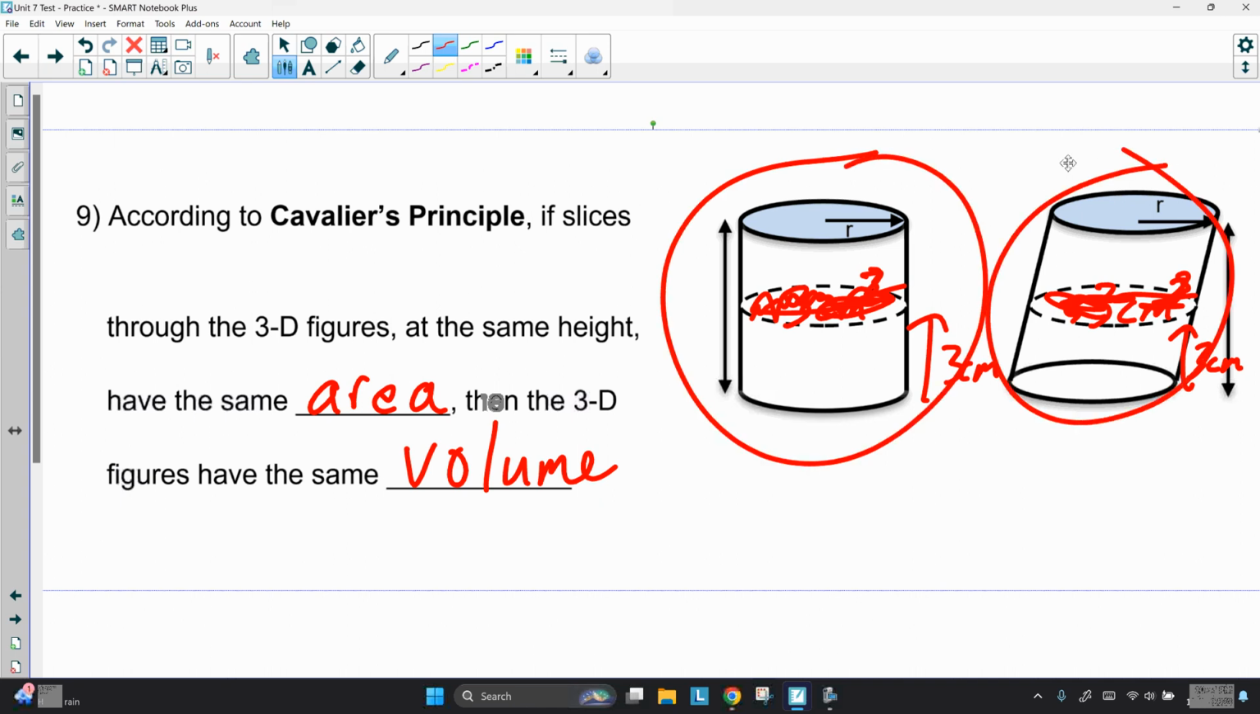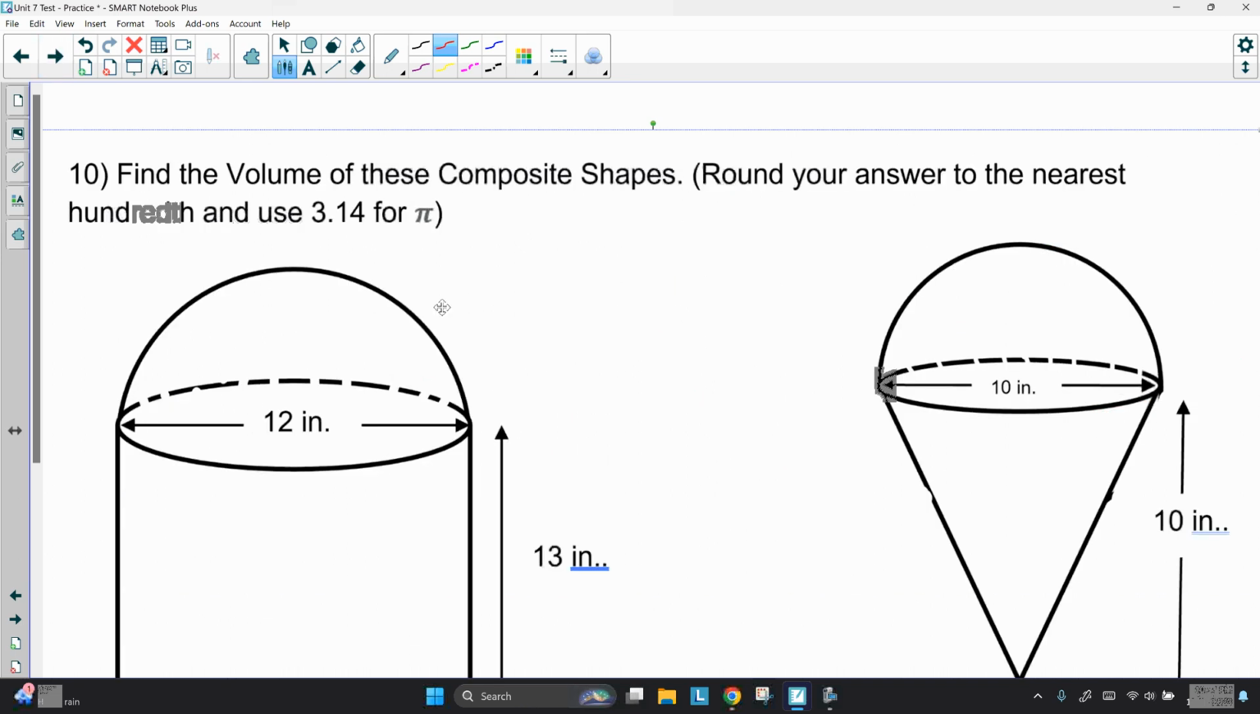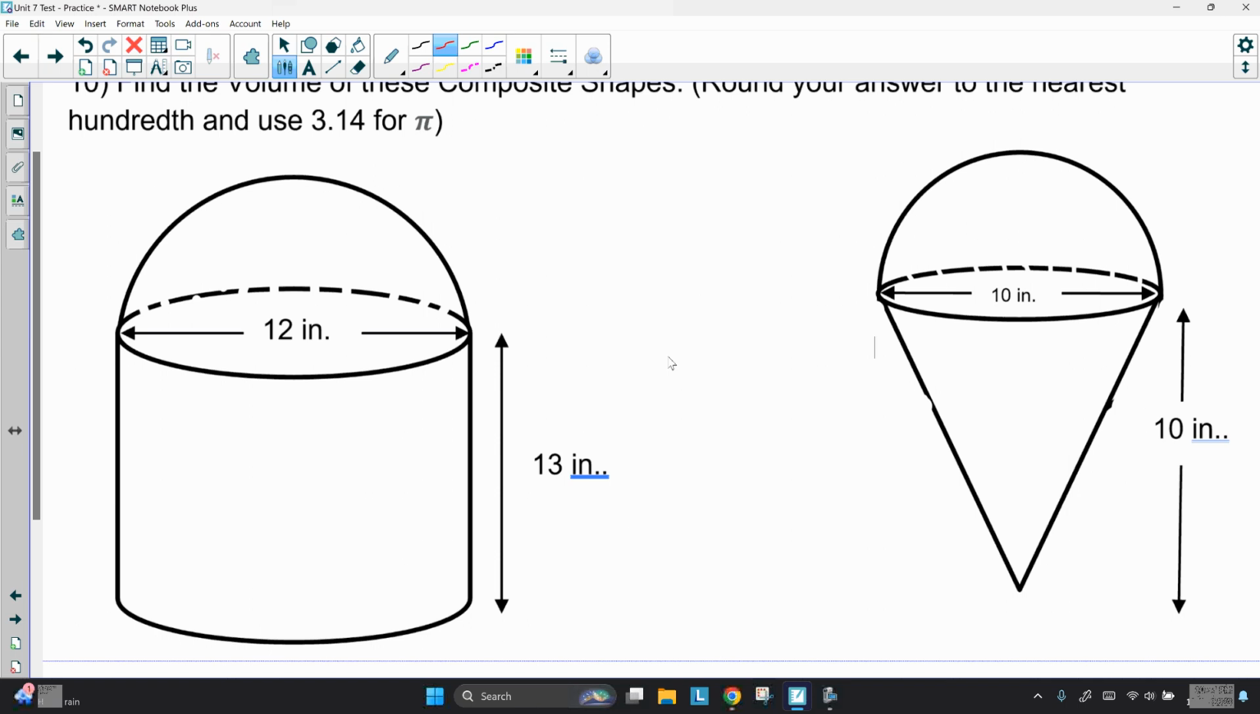Let me erase. Actually, I don't need to erase. Let's just keep moving forward. We got some other stuff to worry about. These are those composite shapes. We're going to try to get crafty with these. So, we need to first decide what we're looking at. We seem to have a hemisphere on top and a cylinder on the base. So we need 2 formulas.